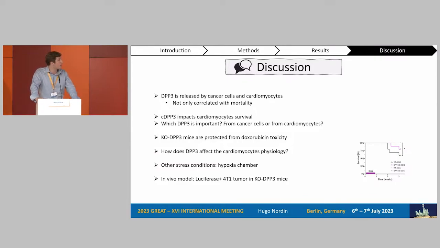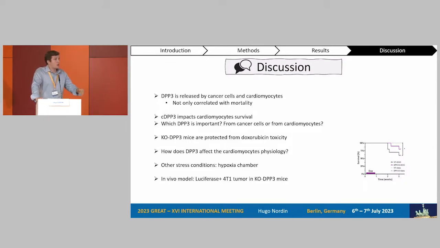So all of this, as the first part of my PhD project, shows that DPP3 is indeed released by cancer cells and cardiomyocytes, and it's not only correlated with the mortality of the cells. And cDPP3 seems to impact cardiomyocyte survival when inhibited. The question that remains to be answered is which one is important, the one secreted from the cancer cells or the one secreted from the cardiomyocyte?